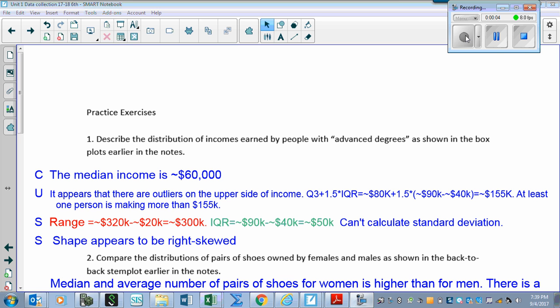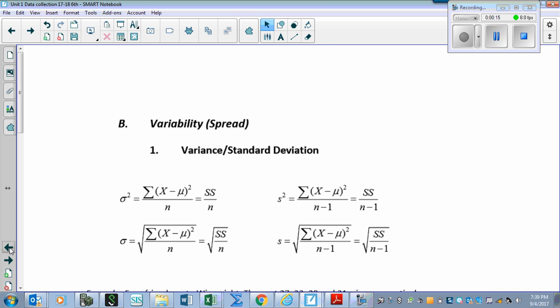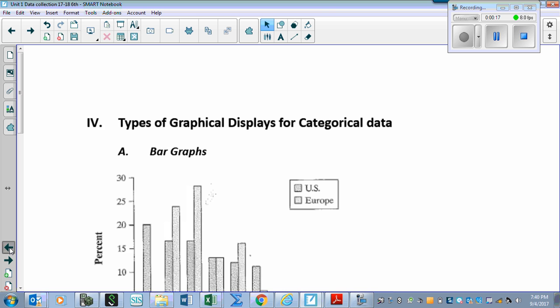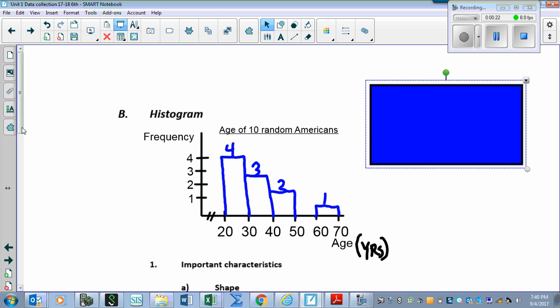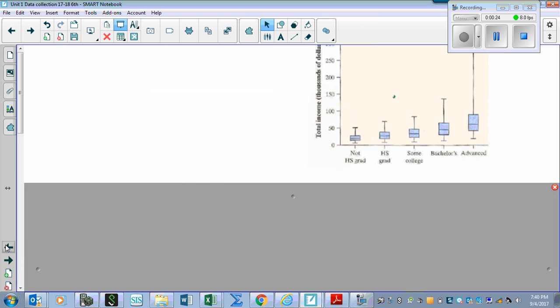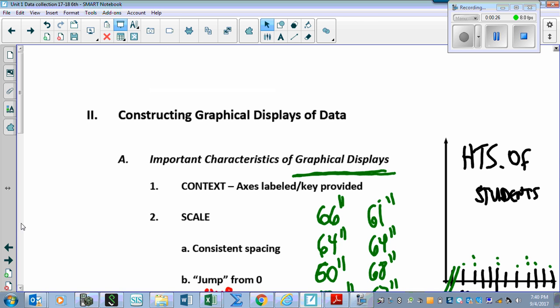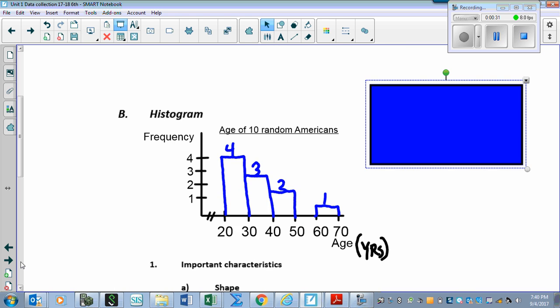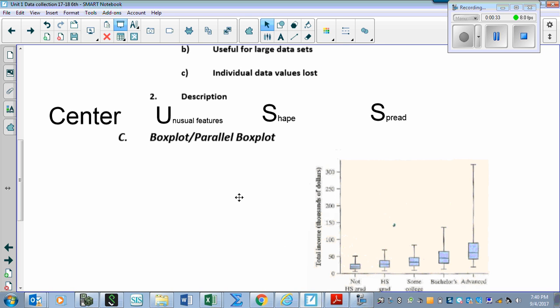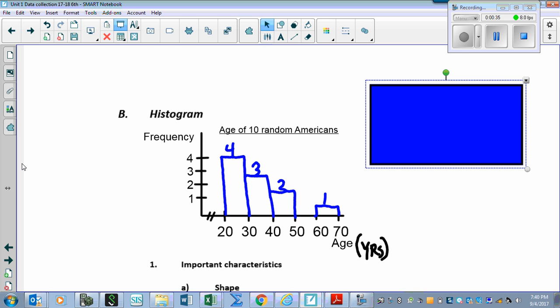For the practice exercises, describing the distribution of incomes earned by people with, quote, advanced degrees, unquote, as shown in the box plots earlier in the notes. Let's go back and just look at that box plot for a second. So we're looking at the group that had an advanced degree.